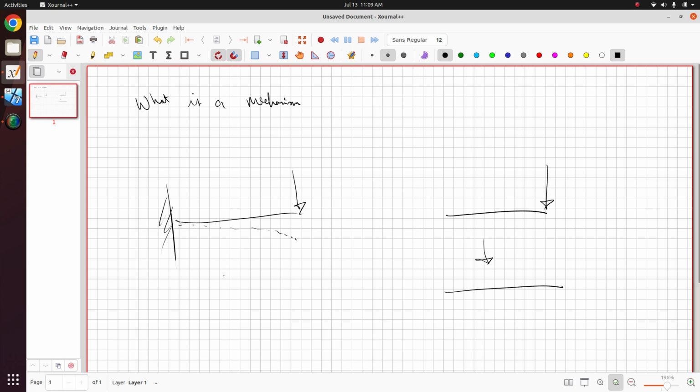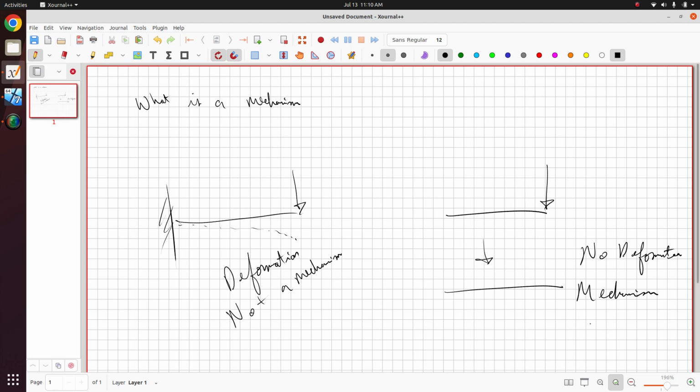In this example, you have deformation in the material, so this is not a mechanism. And then here on the right, there is no deformation in the material. So this is a mechanism. A mechanism is when you have movement without deformation in the material.